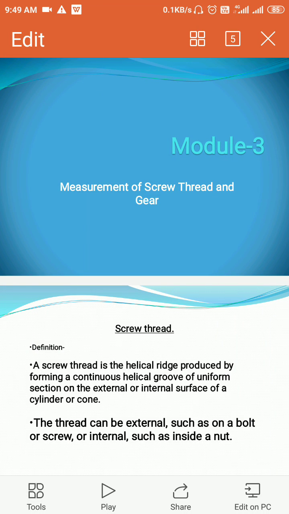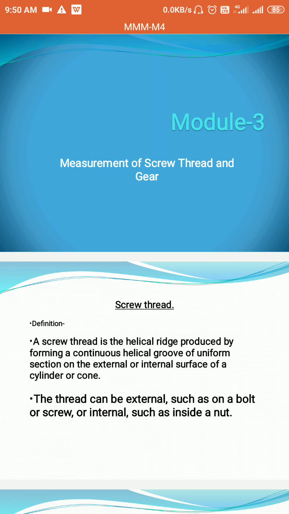The new subject, the new module: measurement of screw thread and gears. So till now we have completed module number 1, module number 2 and module number 4. This module consists of two chapters, one measurement of screw thread and the other measurement of gear. So two chapters are there.